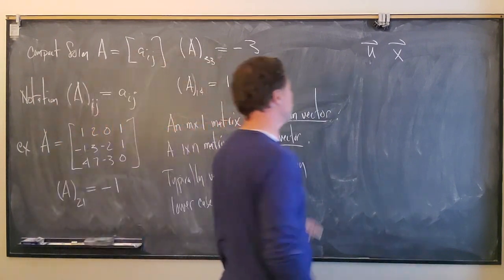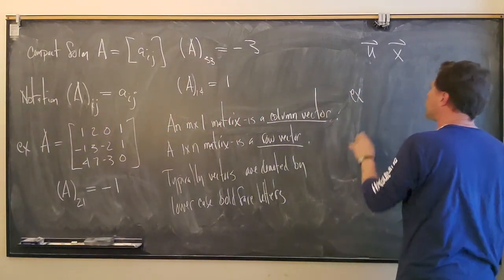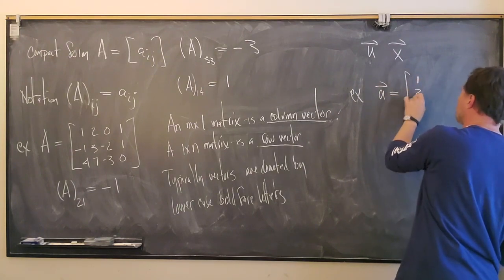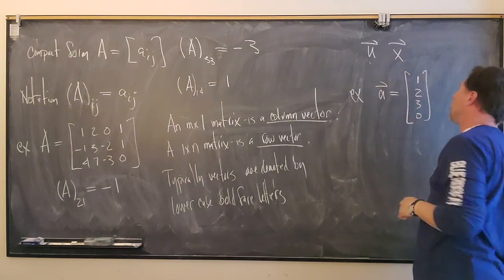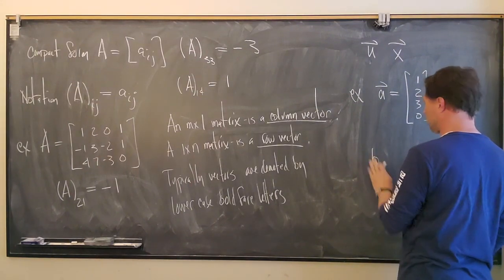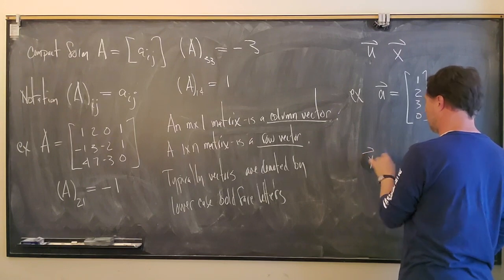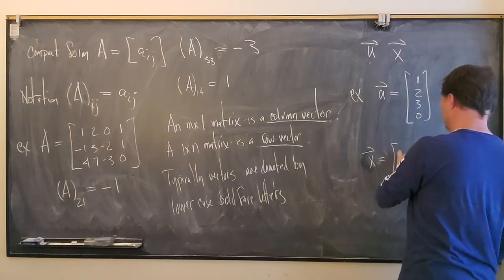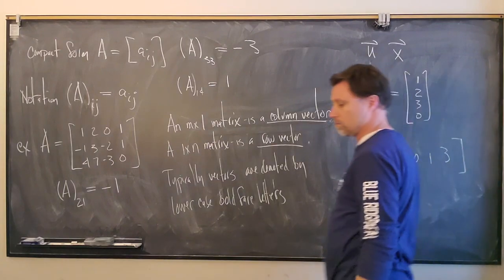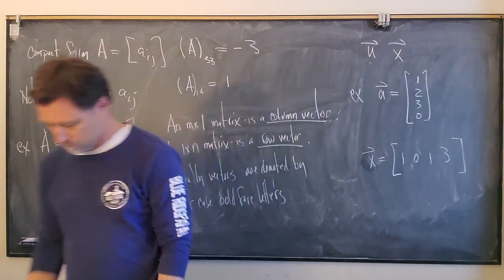So for example, maybe we've got the column vector 1, 2, 3, 0. That would look like that. How about the row vector? Let's call this one x. 1, 0, 1, 3.